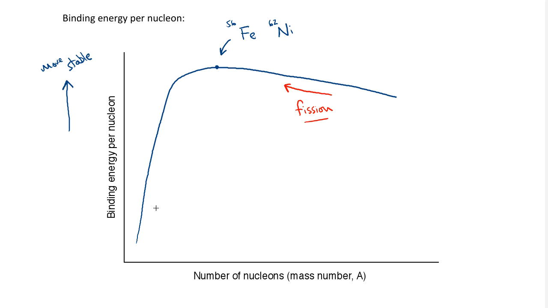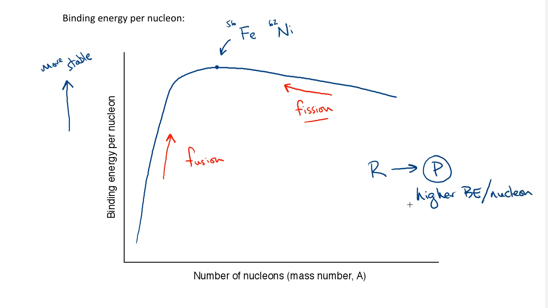In contrast, if we take smaller nuclei and we can get them to fuse together, and this process is called fusion, then we can create larger nuclei that again have a higher binding energy per nucleon, are more stable. And this is the way the sun operates. It fuses hydrogen into helium with a resultant release of a lot of energy. In both fission and fusion, the products have a higher binding energy per nucleon than the reactants did. That means they're more stable. They're further towards the top of this graph.